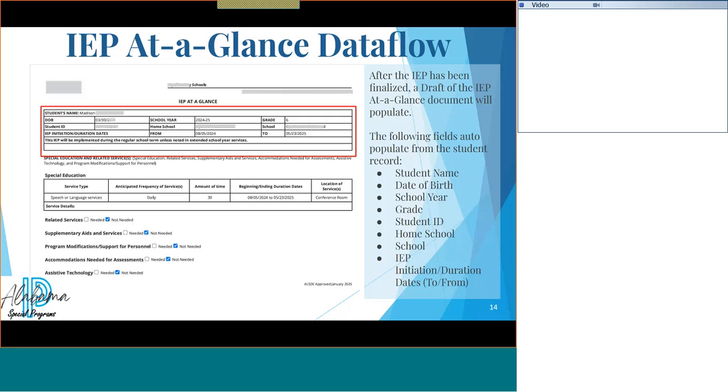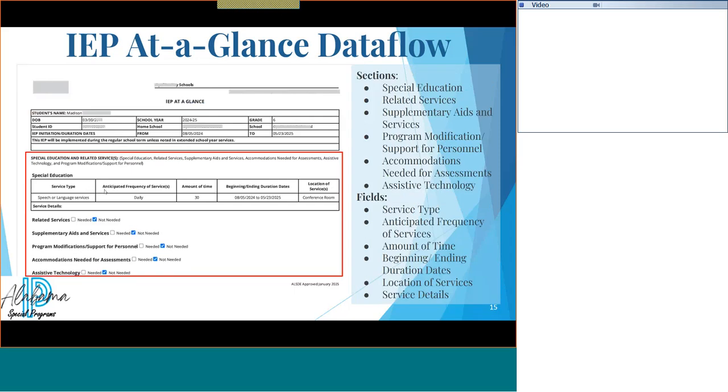Okay? Now, next are the sections. And again, just like we just talked about on the preview, this comes from the services page. And you have the sections, like special ed, related services, all those. And then you also have the service type, the frequency, the amount of time, the beginning and ending duration dates, so you would know if it was summer or school year, and the location of the services.